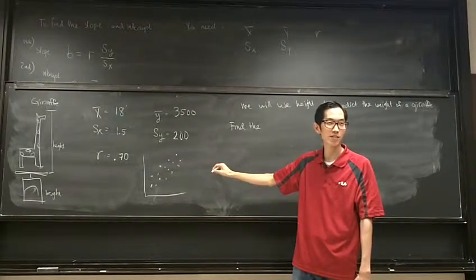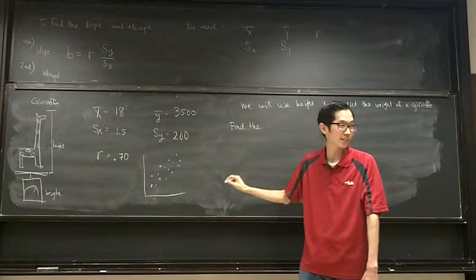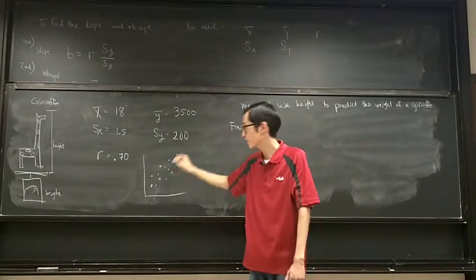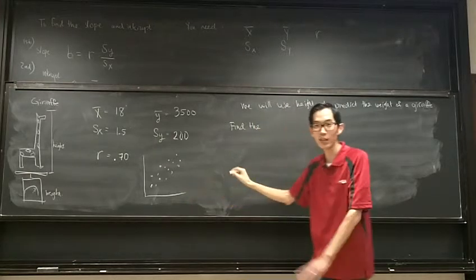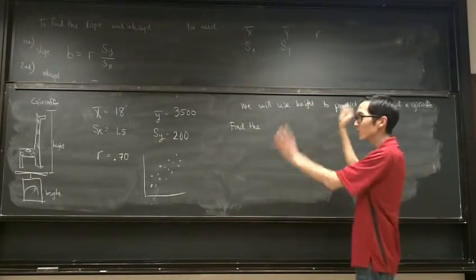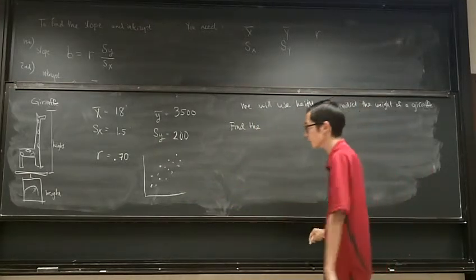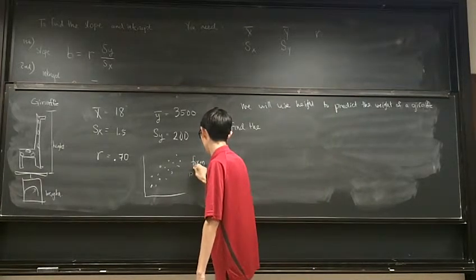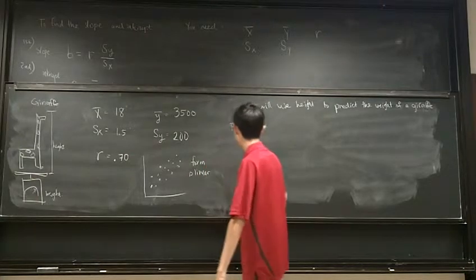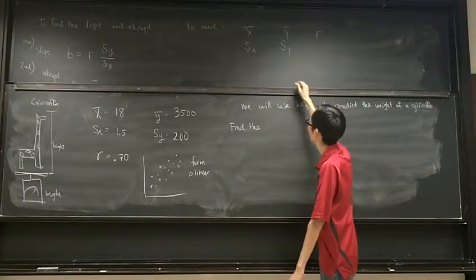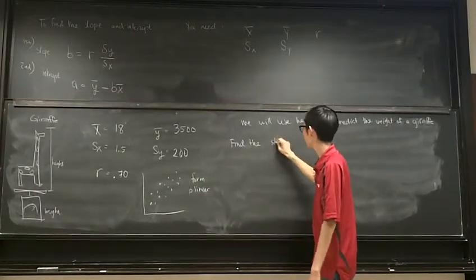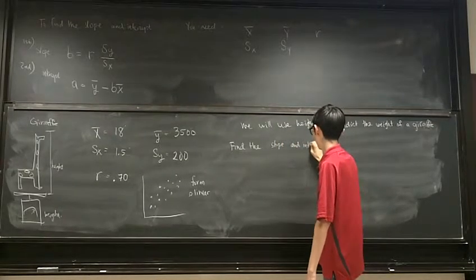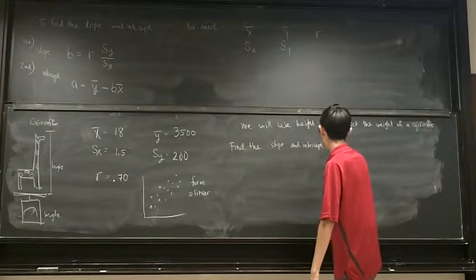Linear, okay? Because linear regression only makes sense if the relationship is linear. If you have a nonlinear relationship, you can do this, but it's totally meaningless. So the shape, the form, is linear. Okay? So find the slope and intercept of the regression line, and make the regression line.